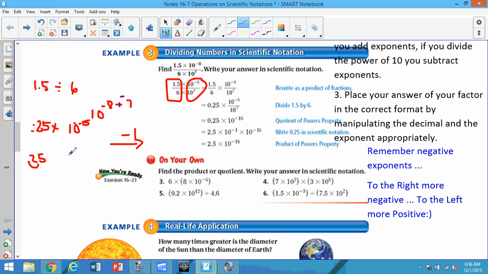You're going to move your exponent. So you're actually adding a negative. So it becomes a negative 16 instead of a negative 15 times. Oops, that's not a negative 16, Mrs. Shaw, times 10 to the negative 16th power. 2.5 times 10 to the negative 16th power. This is very confusing, I know.